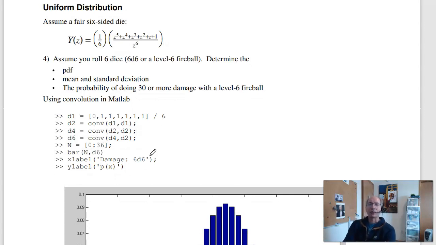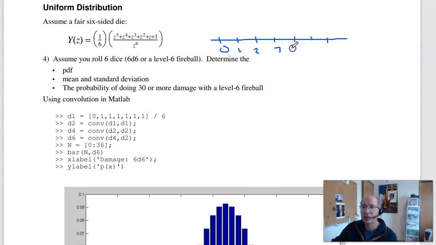Problem 4. This looks at a uniform distribution. With a uniform distribution, like a 6-sided die, the moment generating function, or the z transform, looks like this. These are the values you can assume between 0, 1, 2, 3, 4, 5, 6, and so on. The only numbers that can come up are 1 through 6.